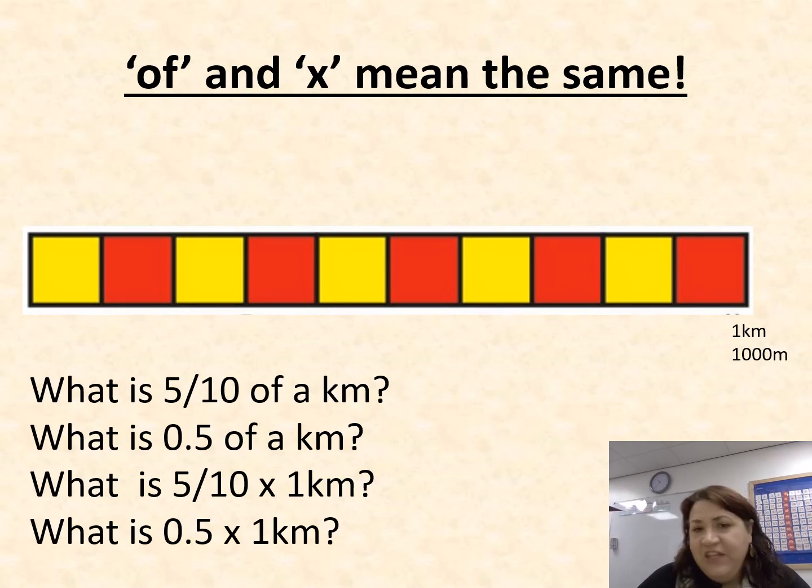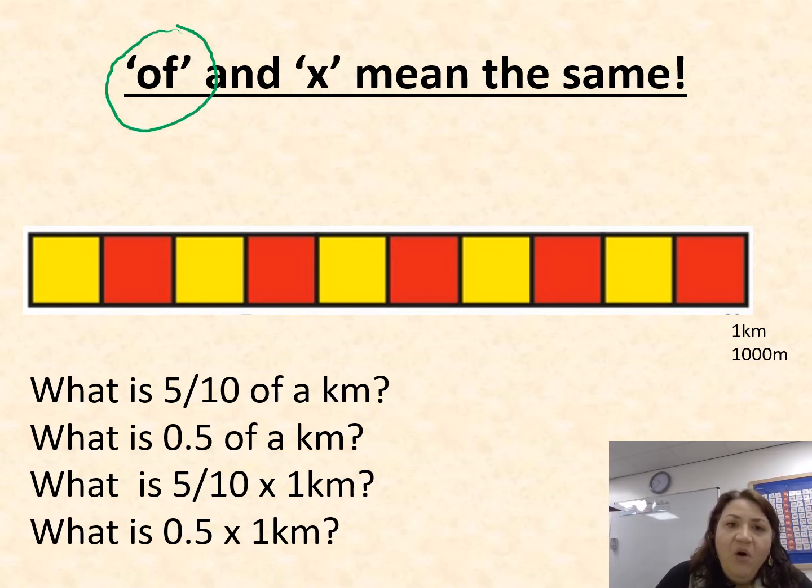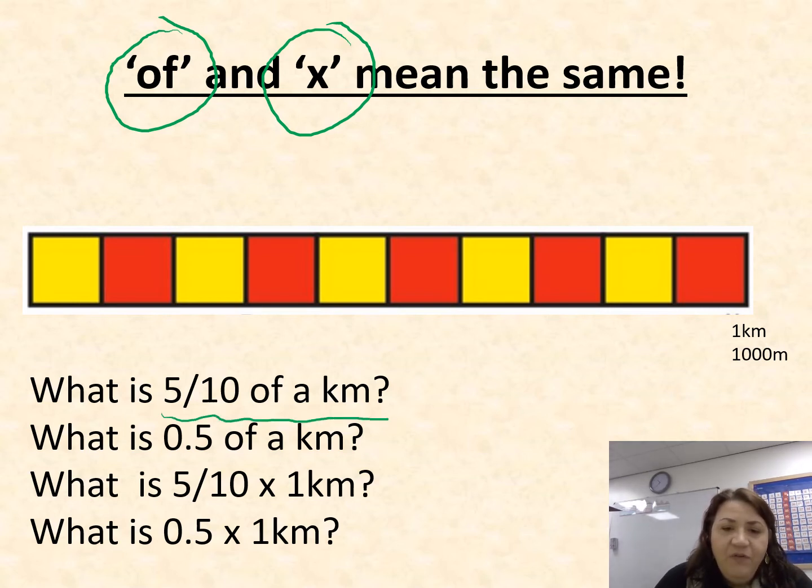Okay, we started looking at this yesterday and we're going to have another look today because it is confusing. And as I say, I only learnt this recently. Of and multiply mean the same thing. In terms of fractions and decimals, of and multiply mean the same. So if a question says, what is 5/10 of a kilometre, it's exactly the same as saying 5/10 times 1 kilometre. They are the same, okay?